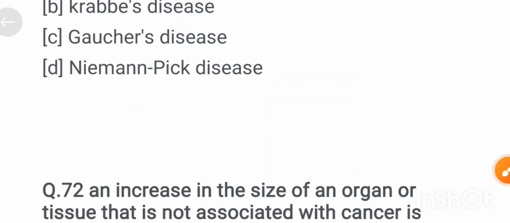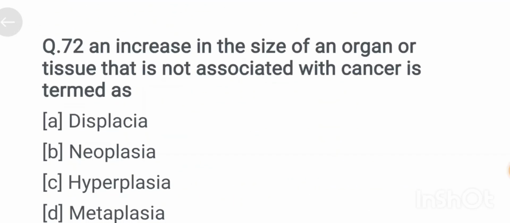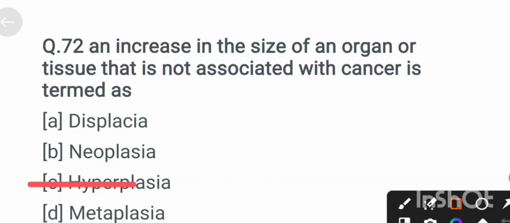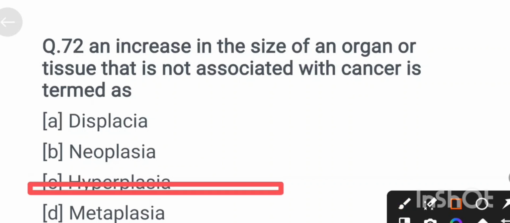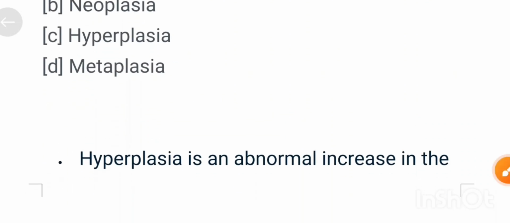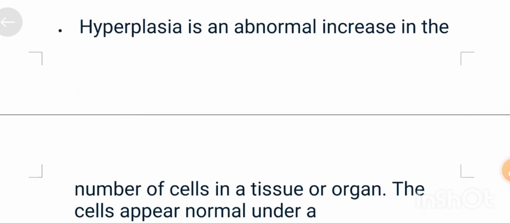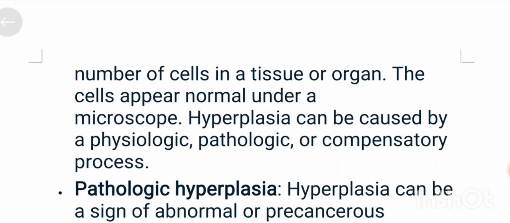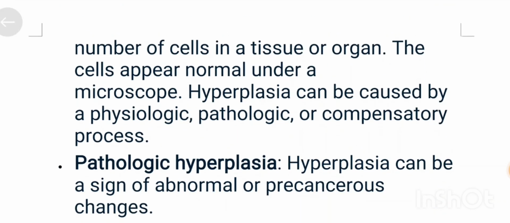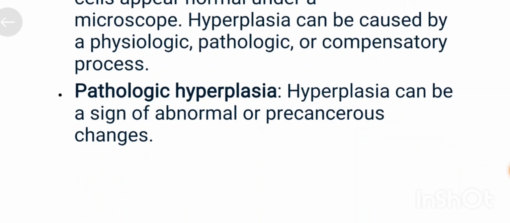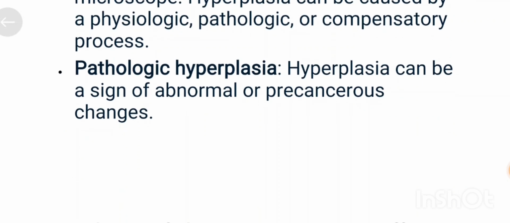Next question. An increase in the size of an organ or tissue that is not associated with cancer is termed as: option A, dysplasia; option B, neoplasia; option C, hyperplasia; option D, metaplasia. Correct answer is option C, hyperplasia. Hyperplasia is an abnormal increase in the number of cells in a tissue or organ. The cells appear normal under a microscope. Hyperplasia can be pathologic, and pathologic hyperplasia can be a sign of abnormal and precancerous change.